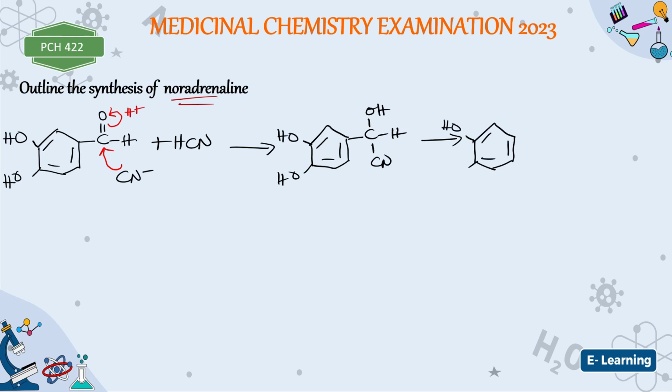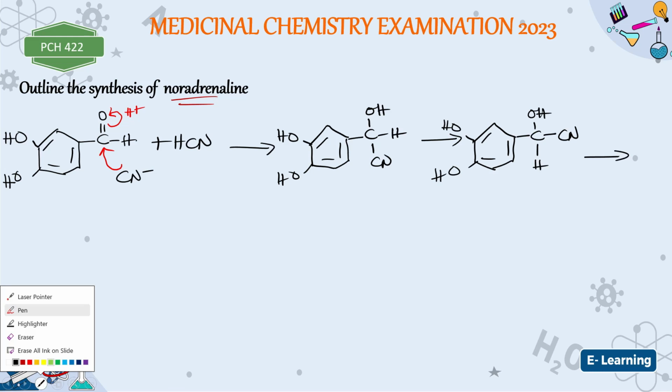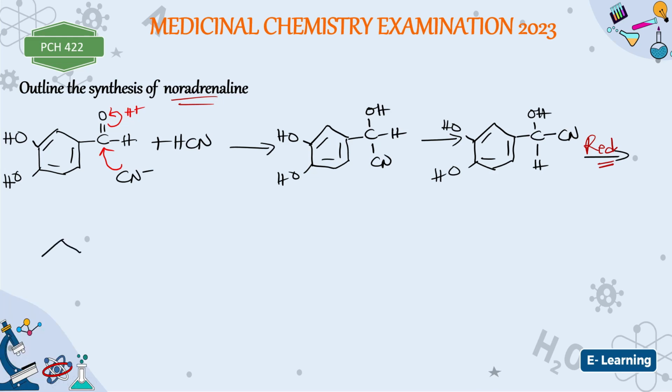Here will be OH. Here will be OH. Here, you are going to have your OH normal. And then here, you are going to have your CN. Here will be hydrogen. Now, if you reduce this by putting in the appropriate reducing agent, what do you think will happen? This CN will be reduced to amine, primary amine, because CN are capable of being reduced to what? To amines.